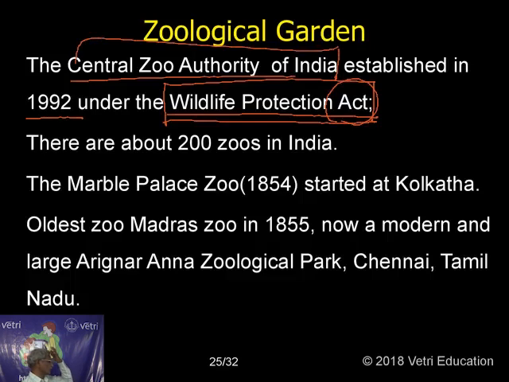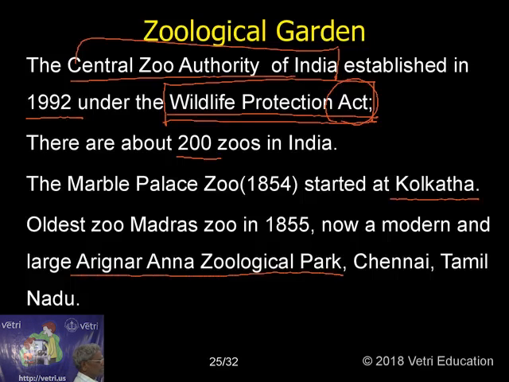There are about 200 zoos in India. The Marble Palace Zoo, 1854, was started in Kolkata. The oldest zoo in Madras is called the Madras Zoo. It was started in 1855. Now it has been shifted to a modern and large area called Aringarana Zoological Park, Chennai, Tamil Nadu.